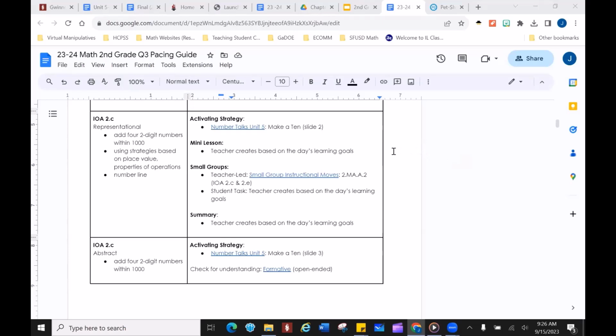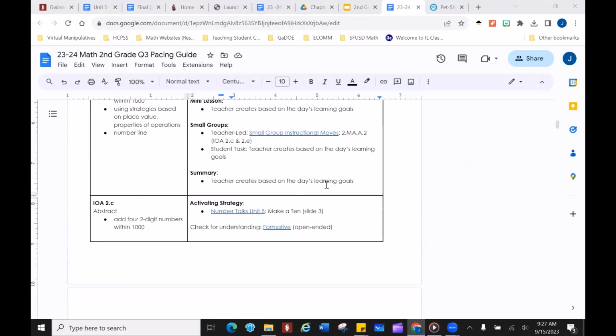In the previous unit, Unit 4, students were exposed to 4 2-digit numbers within 1,000 for 5 days. The progression over the 2 days consists of students using representational tools like the number line to add 4 2-digit numbers and progress to reasoning about place value strategies and properties of operations. The rationale here is to give students another opportunity to move toward proficiency using student-selected strategies based on place value to add 4 two-digit numbers within 1,000 and reasoning about place value strategies and properties of operations.